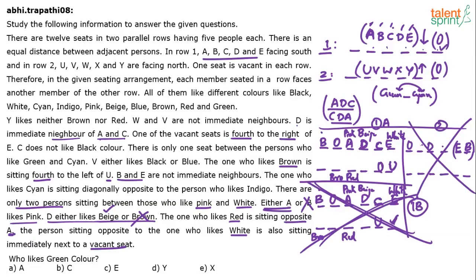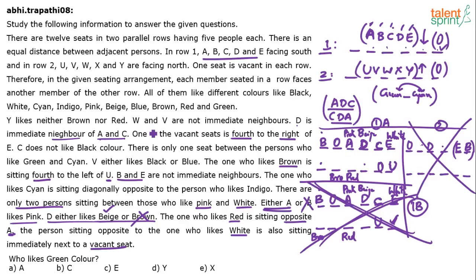Y likes neither brown nor red. See, Y will come in the bottom row, row 2. So Y will either come here or here. Yes or no? Brown or red are not for Y. So Y either takes this seat or this seat. I don't want to take the two possibilities now. I mean, I don't even have the space. So let's go to the next point.